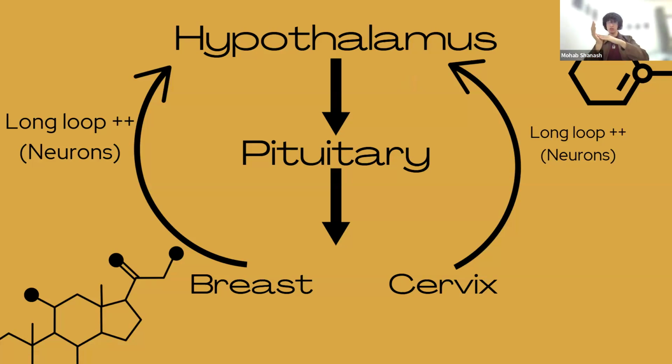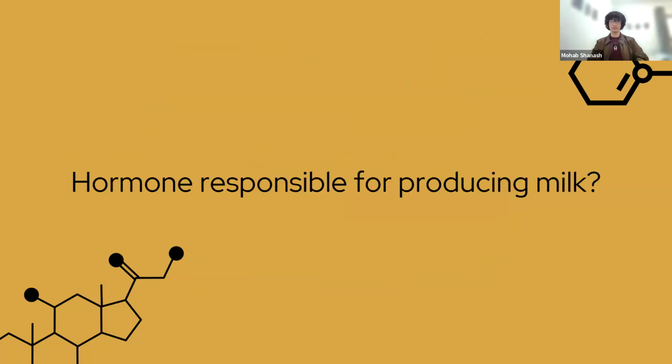Oxytocin is encouraged to get released by breast suckling. So when a baby is suckling on the breast of his mother, through mechanoreceptors, it goes back through the long loop and tells you, okay, I need more of this.